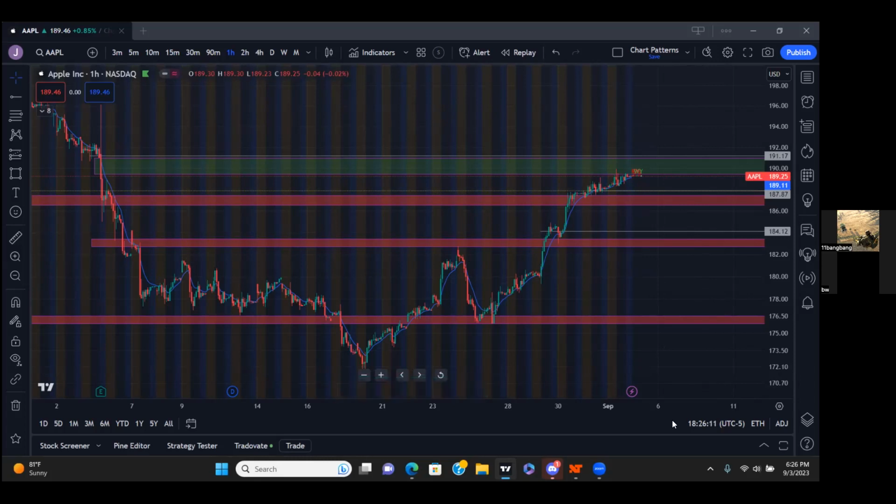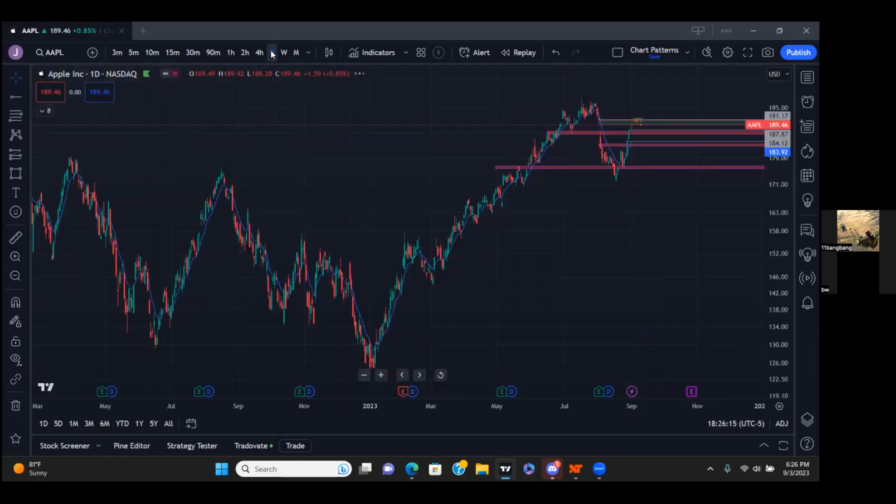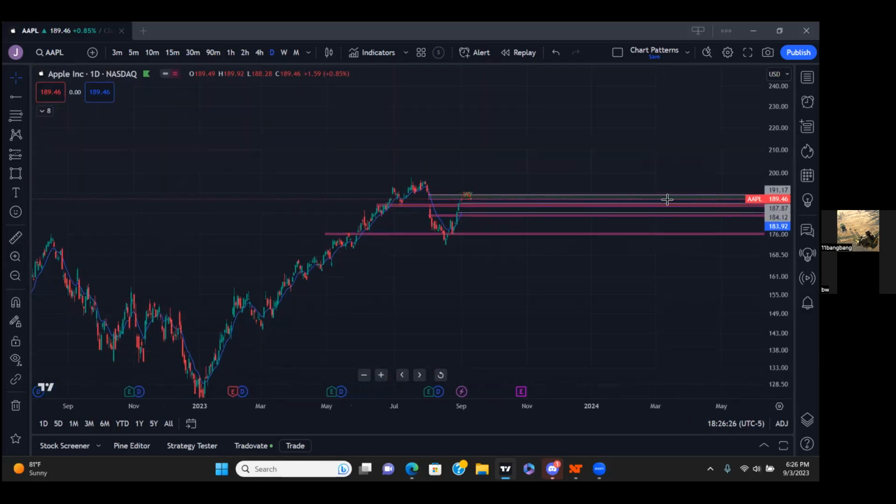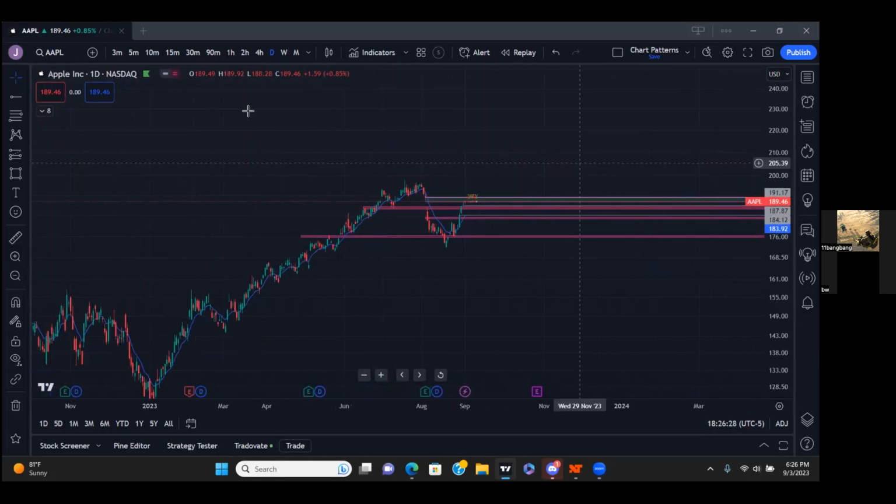Okay, let's go back to the daily. In case that fair value gap that we have above us gets disrespected, meaning that we break upwards, which there is a chance because stocks always tend to go up, especially the big names. So let's zoom into just the high points, the swing high to now. We'll zoom in.